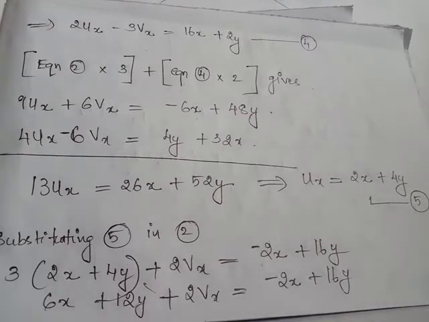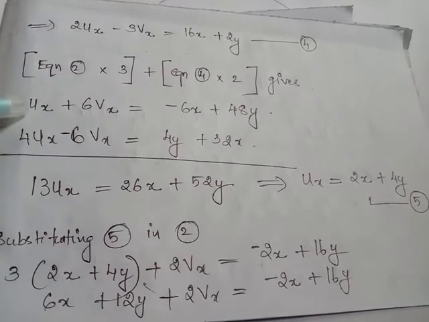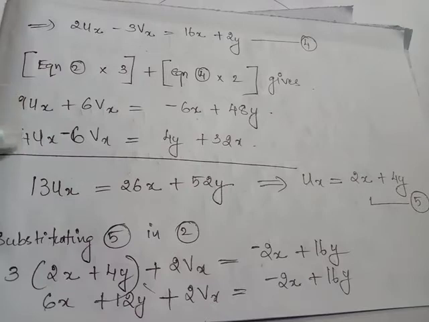We multiply equation 2 by 3 and we multiply equation 4 by 2, and we add up these two equations. This is equation 2 multiplied by 3 and this is equation 4 multiplied by 2. We add up these two equations and we get the final expression of ux in terms of x and y. We obtain ux equals 2x plus 4y after simplification and we give it as equation 5.